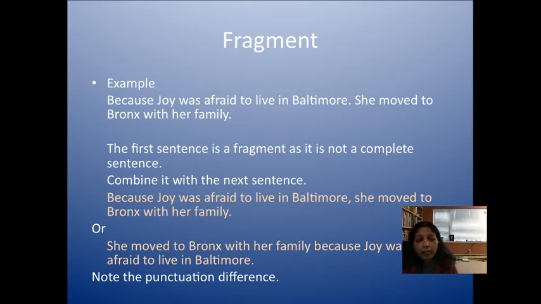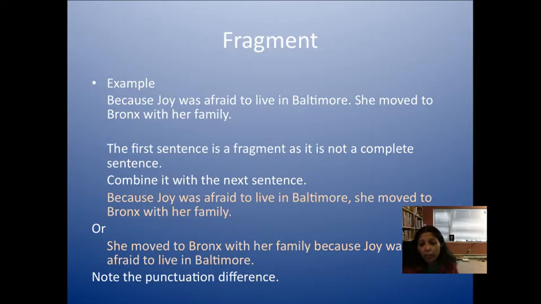Okay, let's take an example. Because Joy was afraid to live in Baltimore. She moved to Bronx with her family. If you notice, the first sentence doesn't make complete sense. Because Joy was afraid to live in Baltimore, so what? It's not a complete sentence. So if we combine it with the sentence next to it, then it becomes a complete sentence.